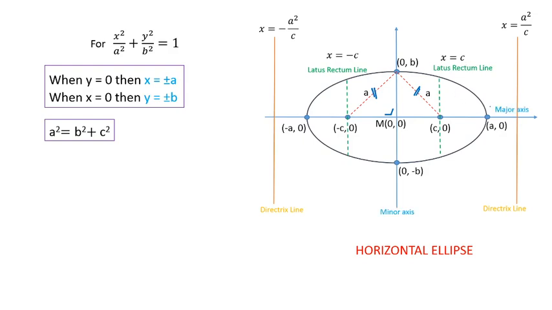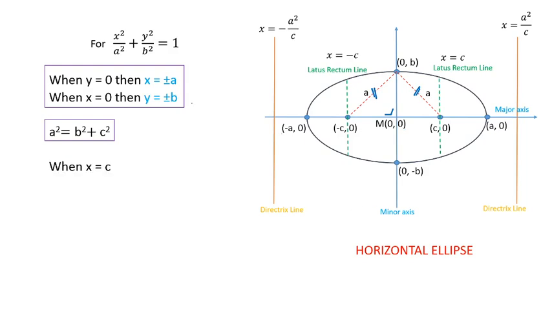The next one is the major axis. The major axis is the axis which contains the major vertices and the two foci, while the minor axis contains the two minor vertices.